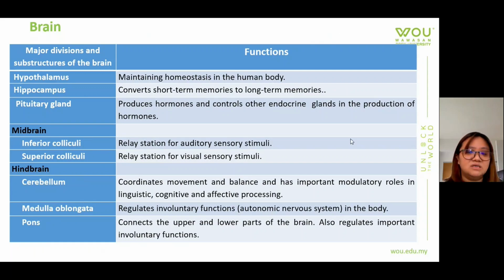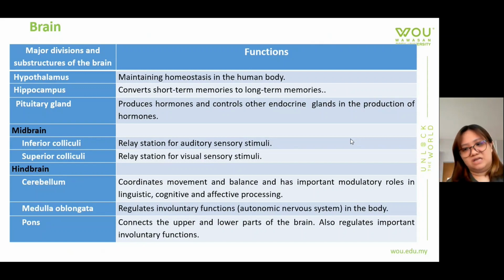We also have the hippocampus. The hippocampus is very important for memory storage. So if, let's say, you hurt your hippocampus, you might suffer some memory issues. We also have the pituitary gland. The pituitary gland produces hormones and controls the other endocrine systems in the production of hormones. Okay, so these are the major parts that you should know for our brain.